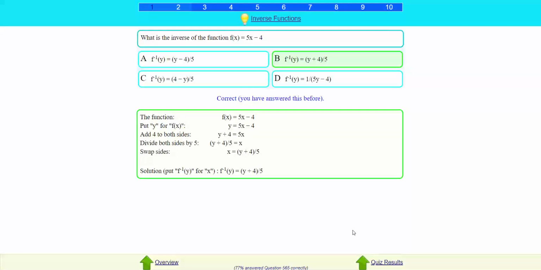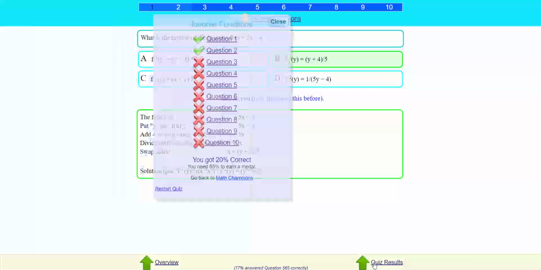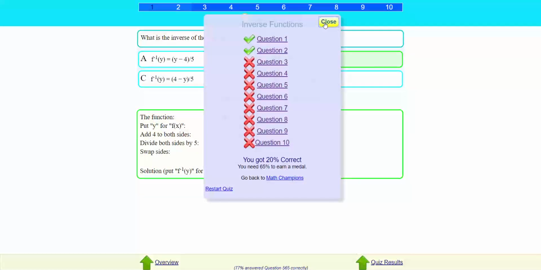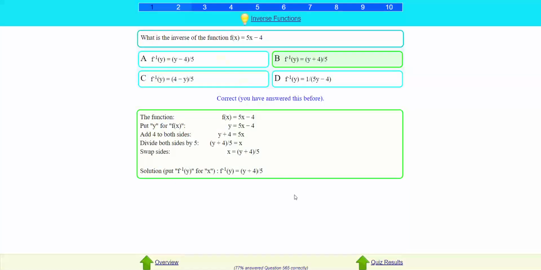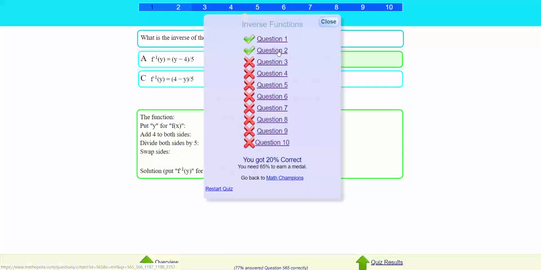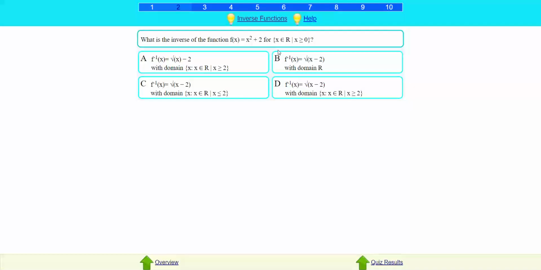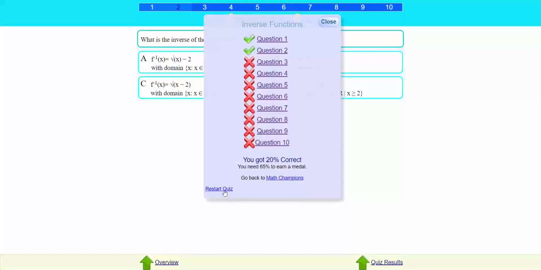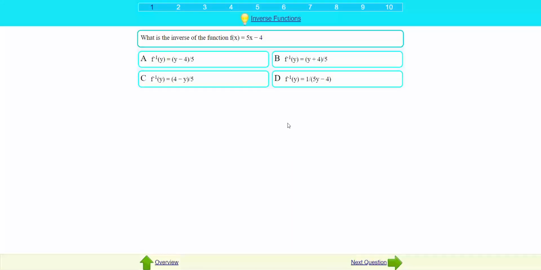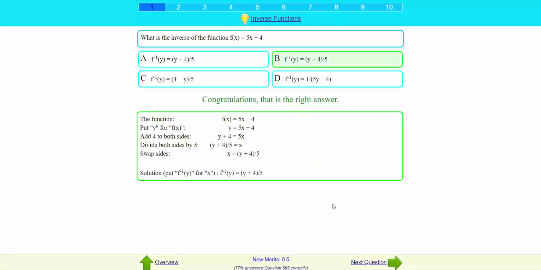Nice. Quick results. I answered this before. Yeah, I know. I just want to redo these. I want to redo them again. Okay, that's question 1. Let's do question 2. What is the inverse of the function? I think we could restart the quiz. Yeah, I think it's the same quiz.